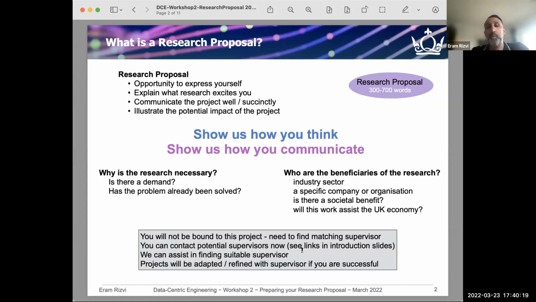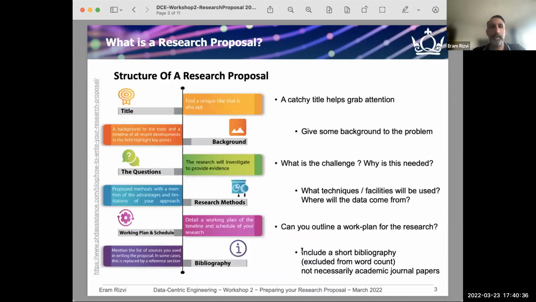The projects will be adapted and refined together with your supervisor if you're successful on the program. So again, it's not something that's set in stone, and once you've written it, that's it. That's not what you're going to do for the next 4 years. It's a constant process of adaptation, refinement, and development. Okay. So that's the idea of the research proposal.